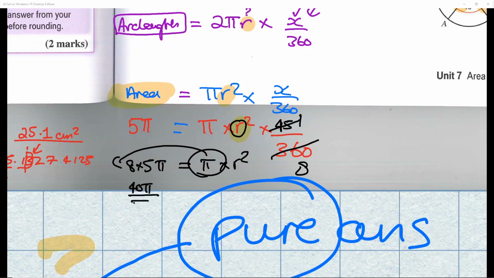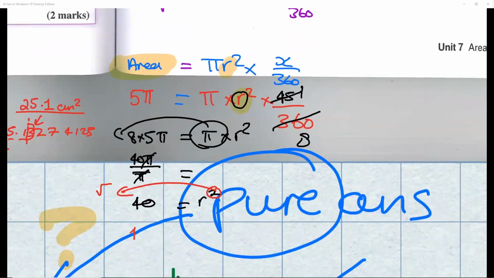40 pi divided by pi. What's that give us? 40 pi divided by pi is 40, yes? Oh, wait. The opposite of squaring is? Yeah. Root. So that's the pure answer.